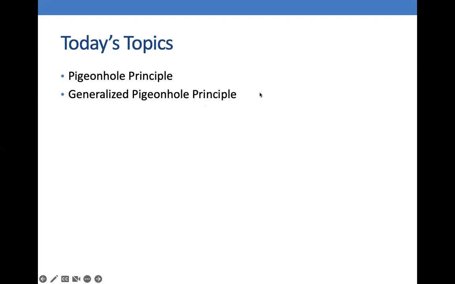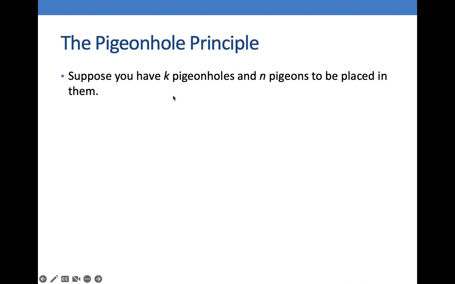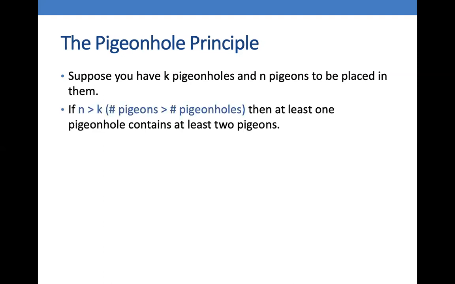So first, let us discuss what the pigeonhole principle is. Assuming that you have k pigeonholes and n pigeons that will be placed in them. If the number of pigeons is greater than the number of pigeonholes, then at least one pigeonhole contains at least two pigeons. So what does it mean actually?